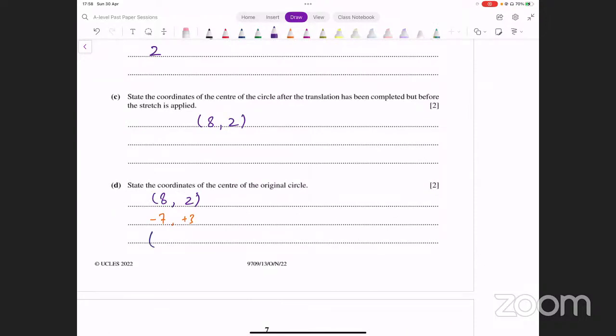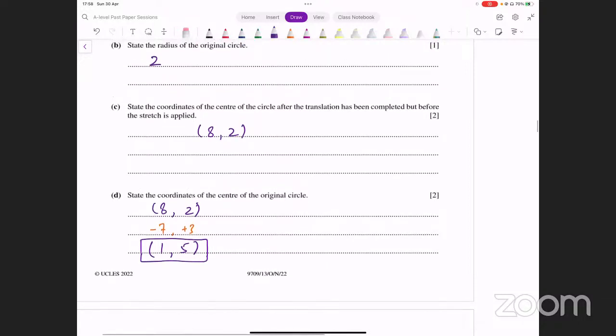It gives you 8 minus 7, which is 1, 2 plus 3, which is 5. And that is the result that you get from this. 1 and 5, these should have been the coordinates of the original circle. ठीक है? I hope that makes sense.